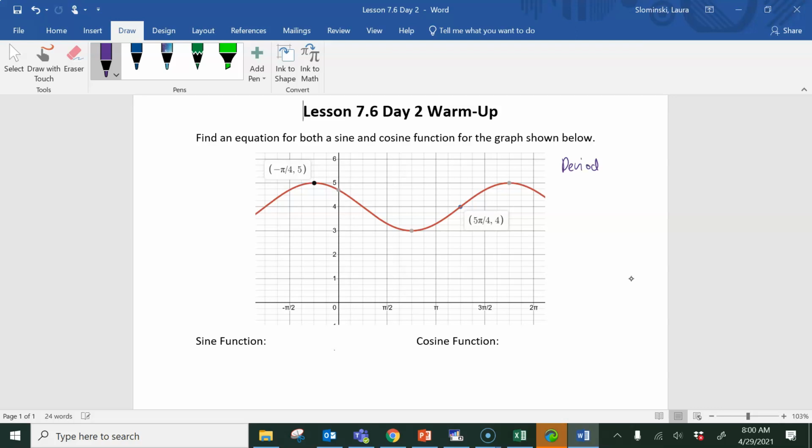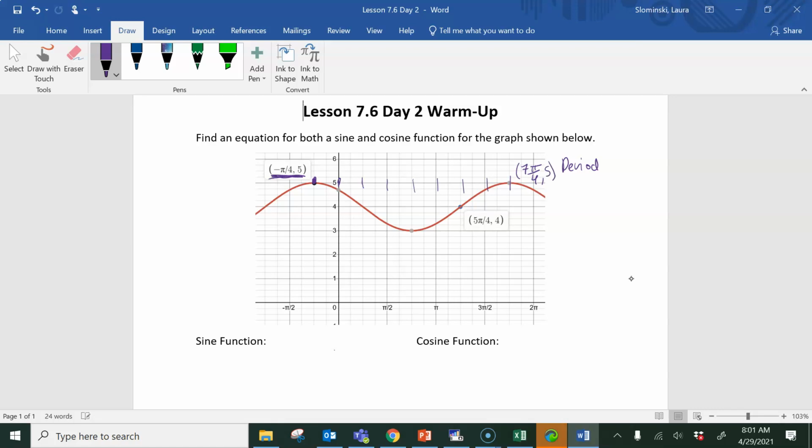So I pick either a high point to a high point, or a low point to a low point, or a midpoint to a midpoint. I'm going to actually use this point. It looks like they give me the ordered pairs at negative pi over 4. These are counting by pi over 4s, so every chunk. So this is a 1, 2, 3, 4, 5, 6, 7. So this is 7 pi over 4, comma 5, because that's how high it goes.